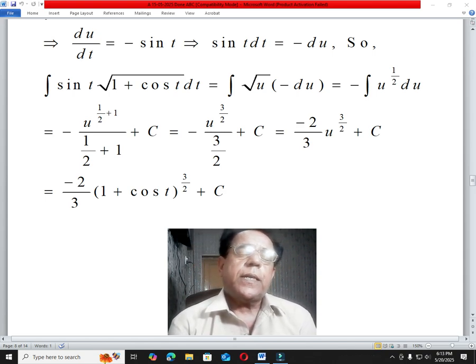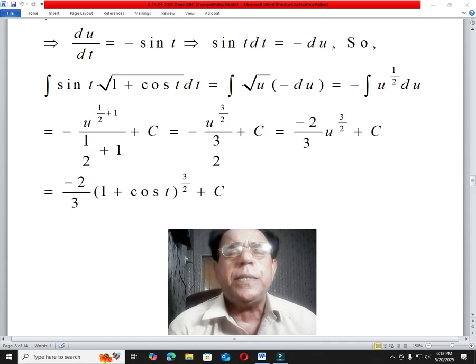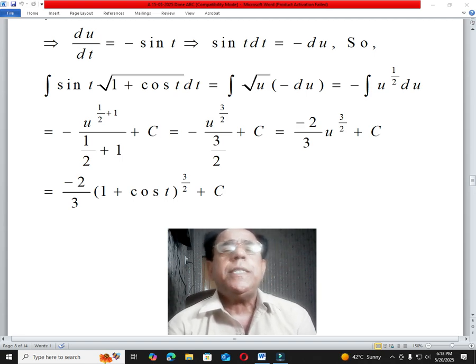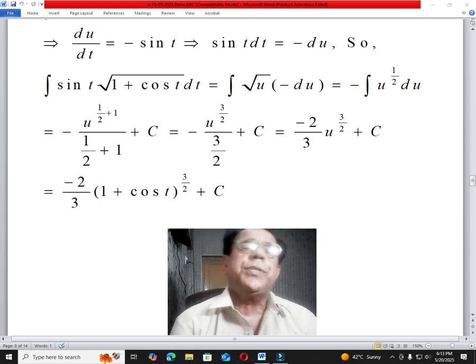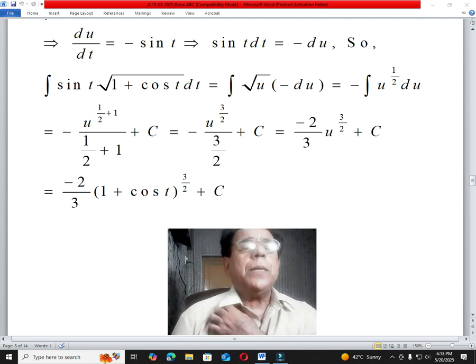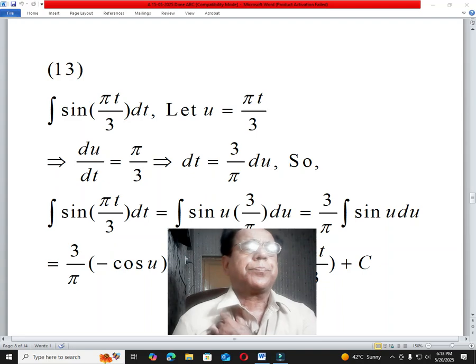To this extent our answer is complete. However, the only step which is yet to be taken is that we have to resubstitute u by its original value, and hence our answer becomes minus 2 by 3 times 1 plus cos t raised to power 3 by 2 plus c.